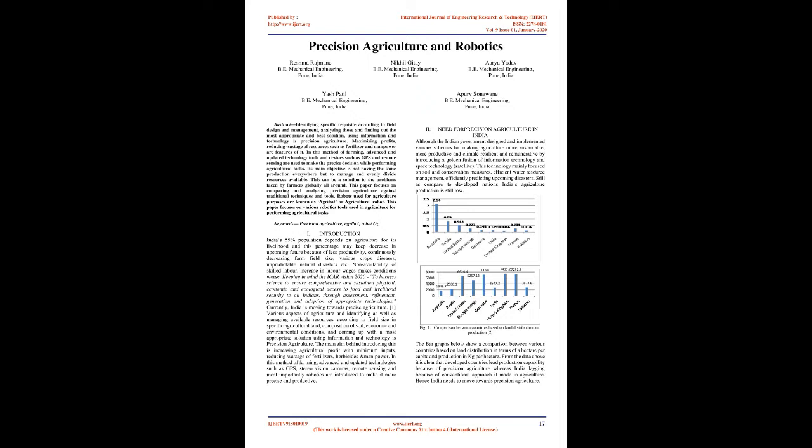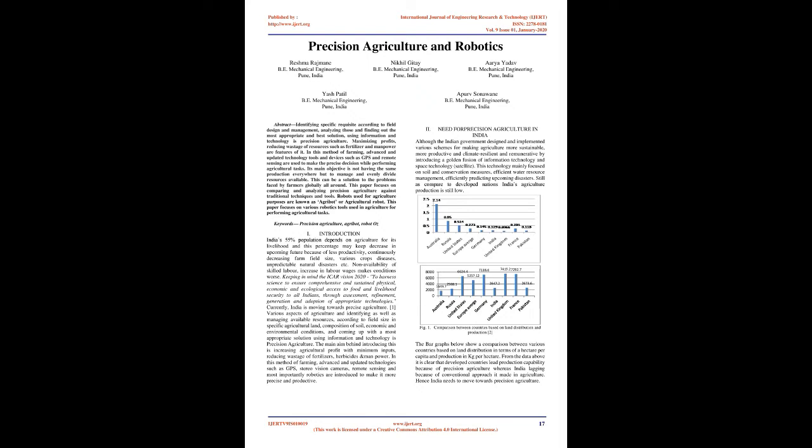This paper focuses on comparing and analyzing precision agriculture against traditional techniques and tools. Robots used for agriculture purposes are known as Agribot or agricultural robot. This paper focuses on various robotics tools used in agriculture for performing agricultural tasks. Keywords: precision agriculture, Agribot, robot.